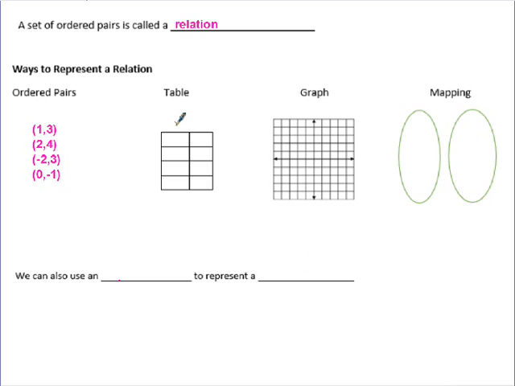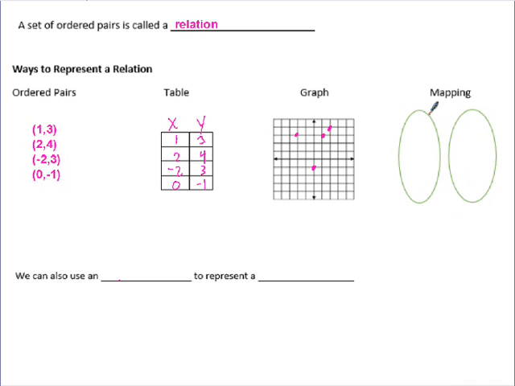So if I have ordered pairs in a table, in my table I have one column for the x values, one column for the y values, and the x and y value that go together are next to each other in the table. So I just copy exactly how they are written, the values into the table. Alright, if I graph them, of course I'm going to plot these points. So 1, 3, 2, 4, negative 2, 3, and 0, negative 1. So I just draw a plot.